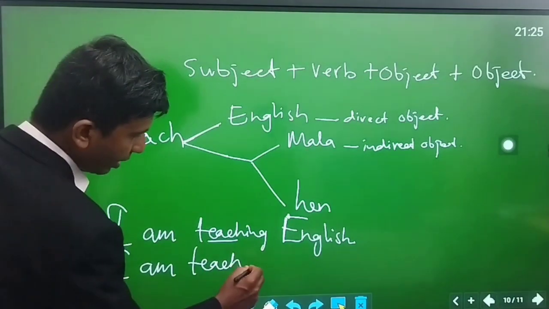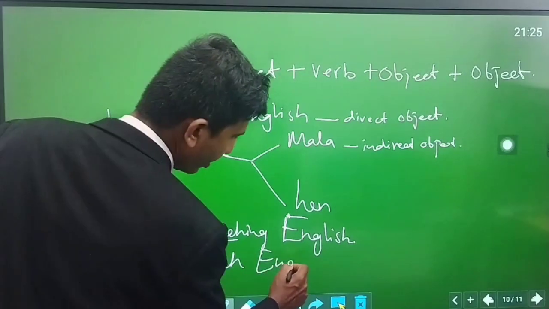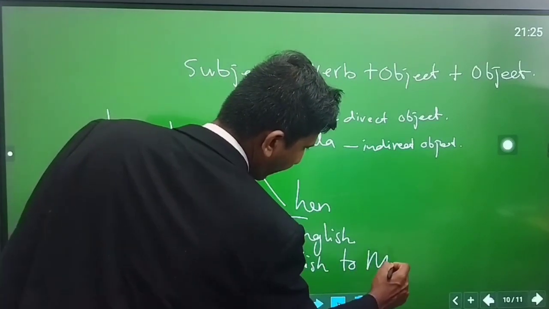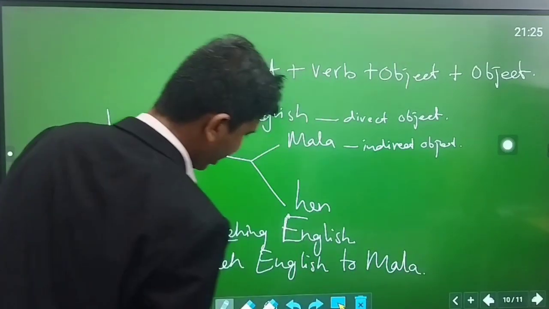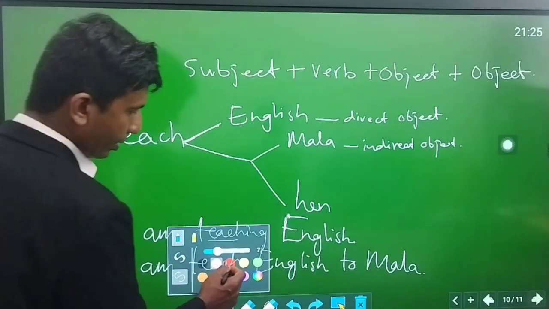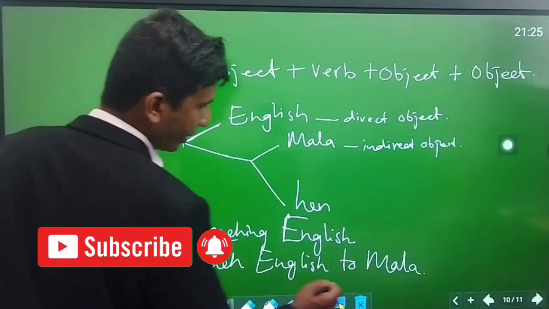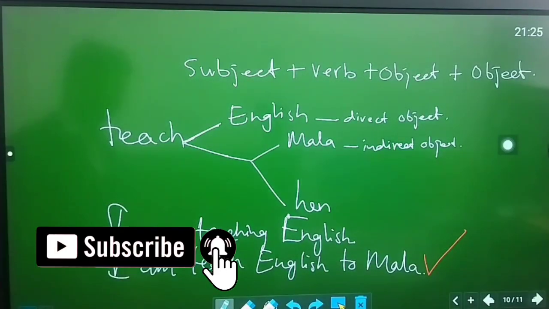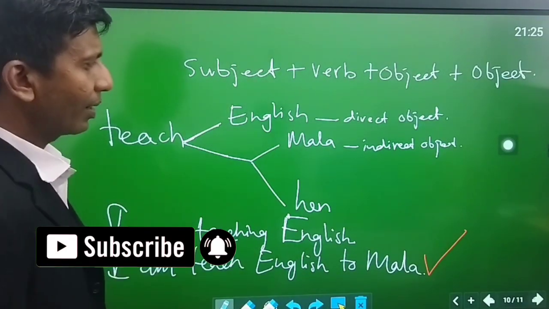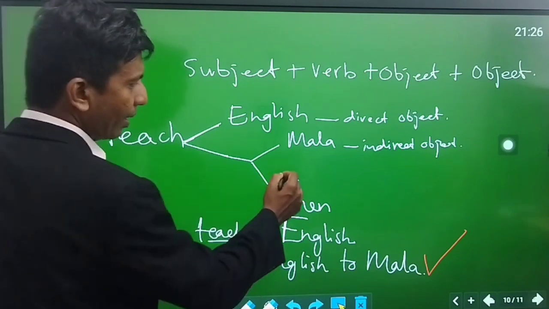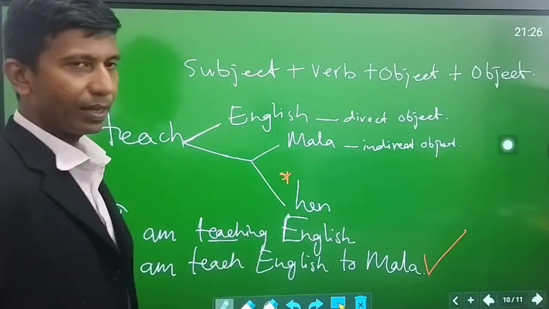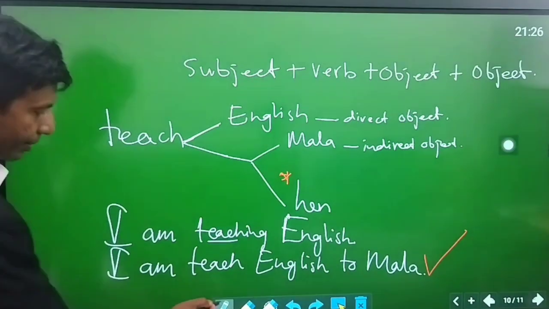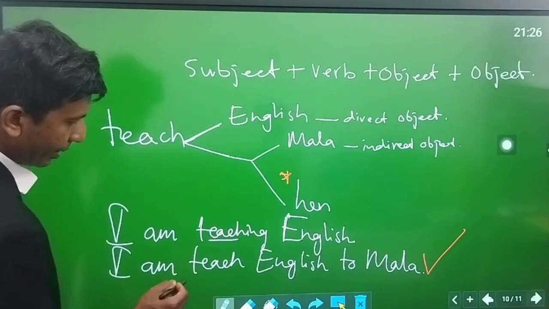I am teaching English to Mala. Correct or wrong? This is correct. Now you may ask, sir, can't you add her to this first sentence? I'm going to write it like this.